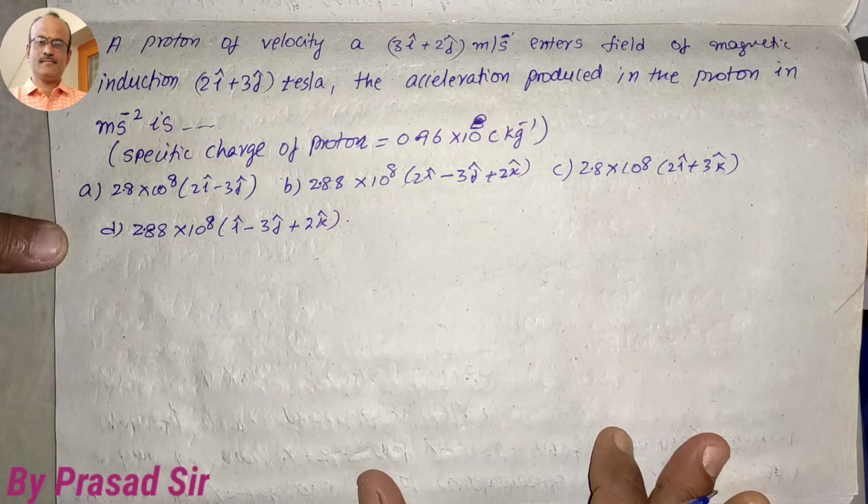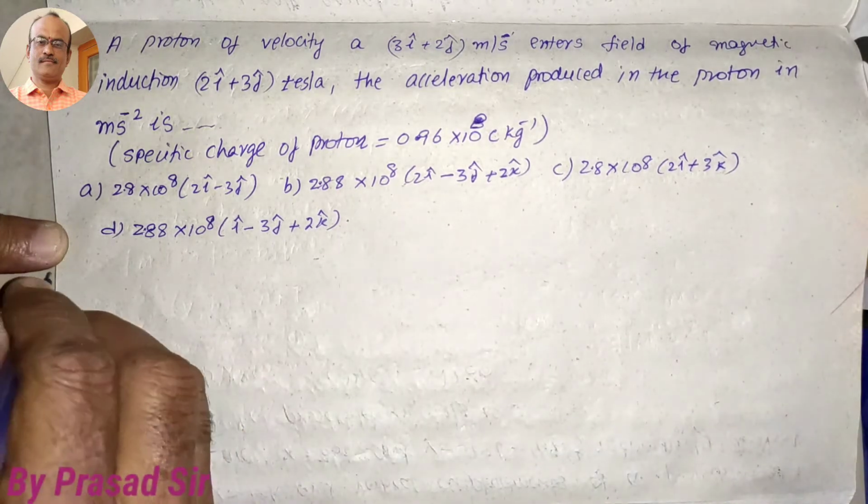Now the question number 33. A proton of velocity 3 i cap plus 2 j cap meters per second enters a field of magnetic induction 2 i cap plus 3 j cap Tesla. The acceleration produced in the proton in meters second to the power of minus 2 is how much? And also given, specific charge of proton is 0.96 into 10 to the power of 8 coulomb kg to the power of minus 1. So options are given like that.